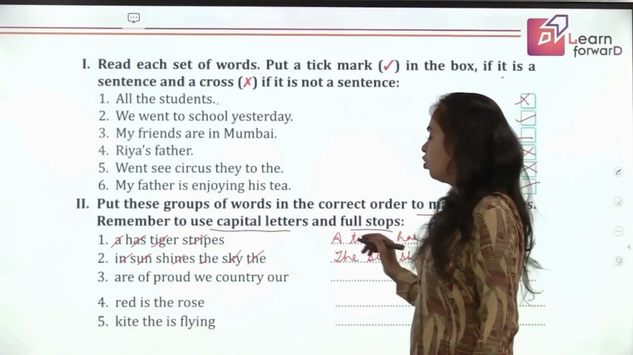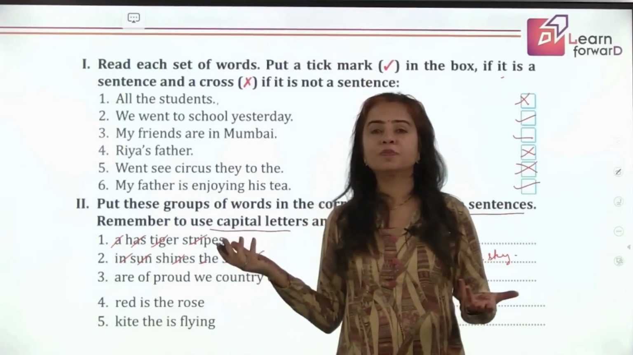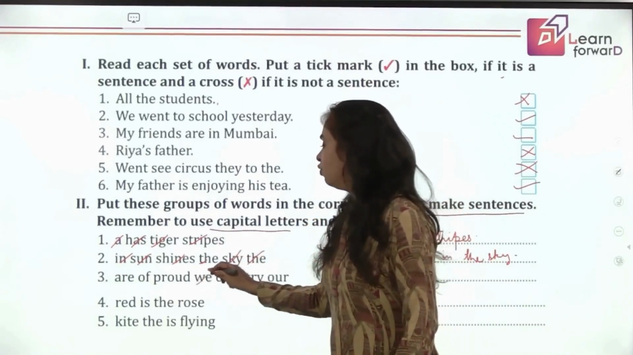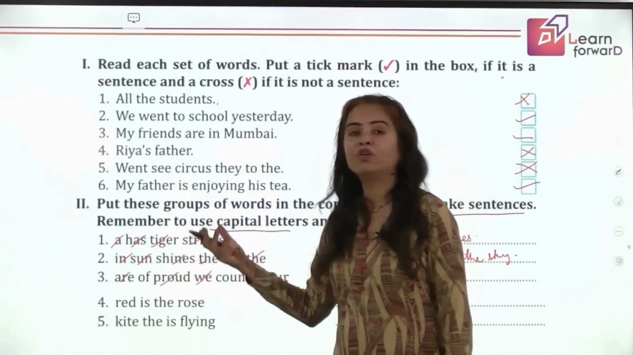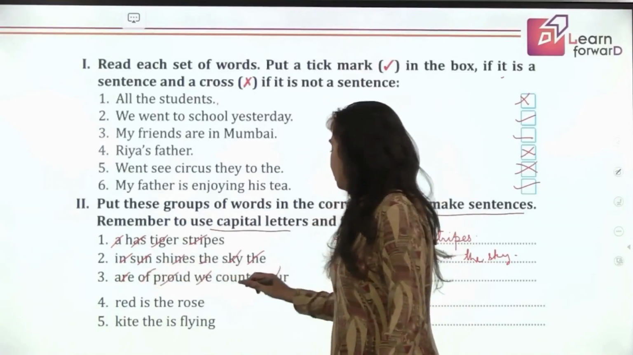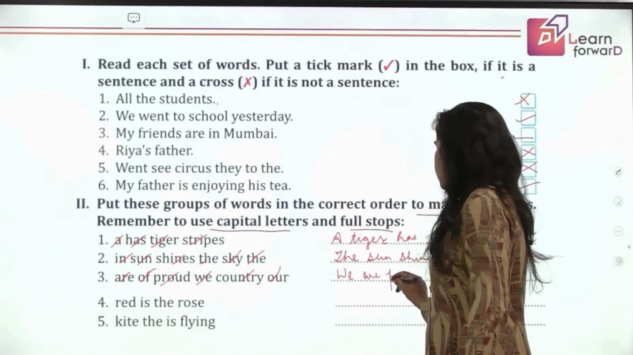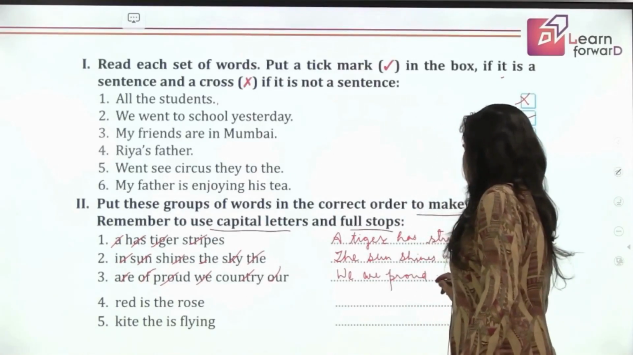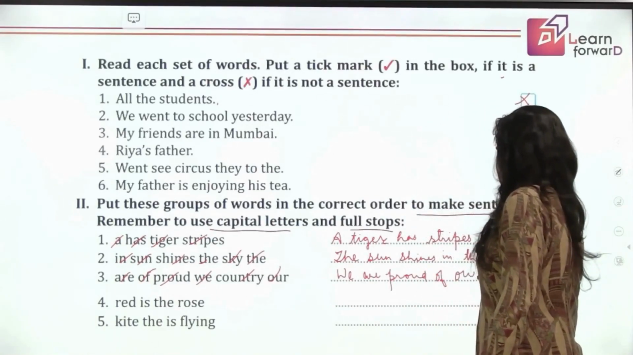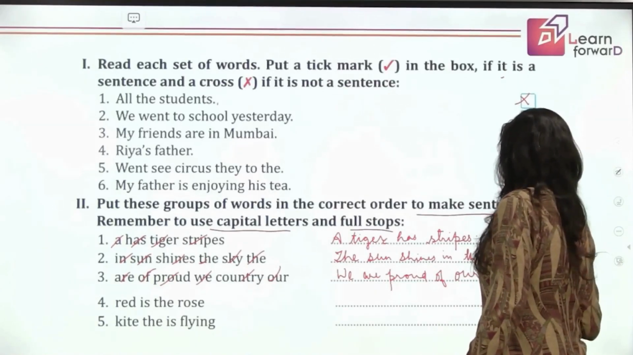Next, proud, we country are. Who is proud? We. We are proud. Proud of what? Of our country. And you get your sentence here: We are proud of our country.